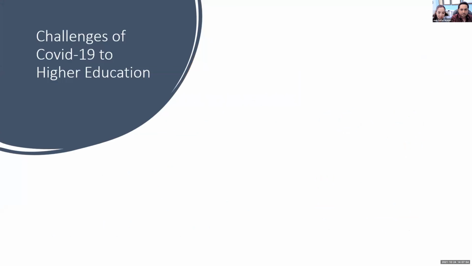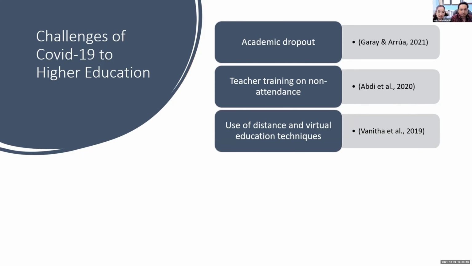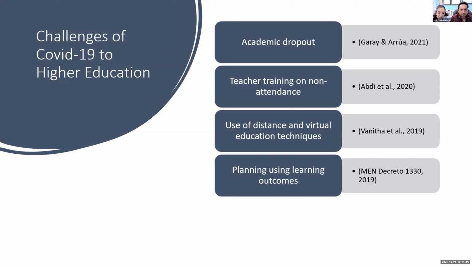COVID-19 has posed enormous challenges to higher education in the world, in aspects already documented, such as academic dropout by Garay and Anrua, the need to qualify teachers on methodological aspects for alternating modalities by Abdi and others, and the use of virtual and distance education techniques by Vanita and others. In Colombia, academic planning based on learning outcomes was recently introduced.